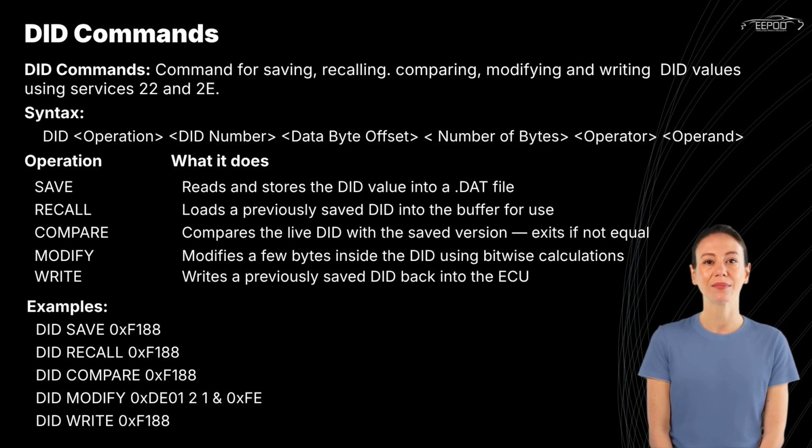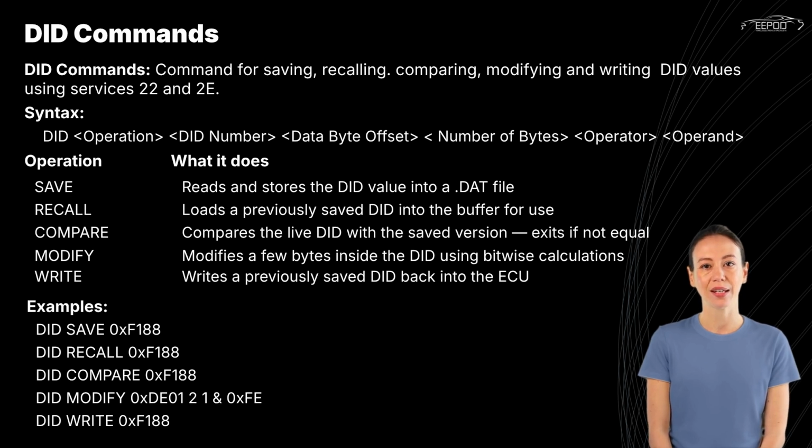DID compare. This is your built-in validation check. It compares the current live value of a DID to what you previously saved. Example: DID compare hex F188. If the current value doesn't match what's in the .dat file, FSCRIPT will immediately terminate the script. So it's great if you want to ensure a vehicle hasn't changed before proceeding with a flash or config.